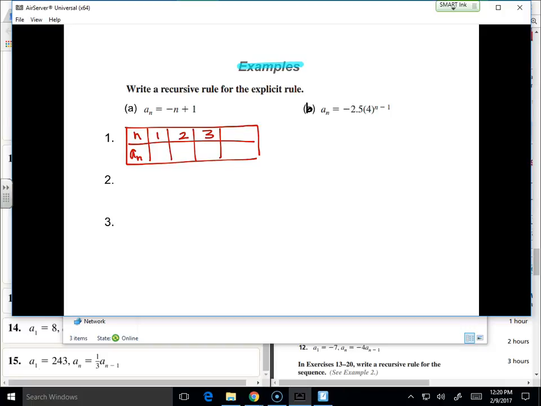Now, guys, if I was to plug in 1, I would plug in 1 to the n spot and to the n spot. So I'd have negative 1 plus 1. What's a sub 1? The first term, and then when I plug in and simplify, what do I get, Angel?